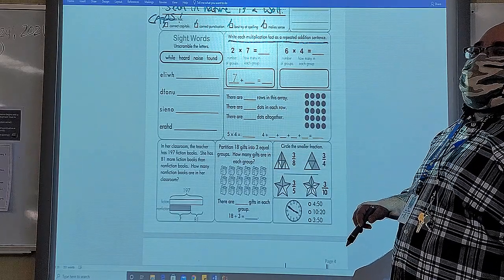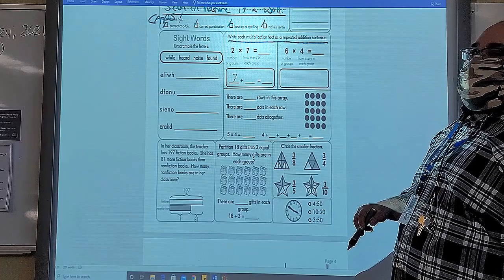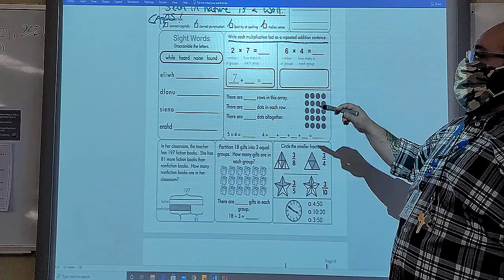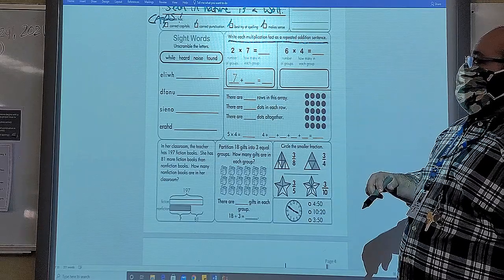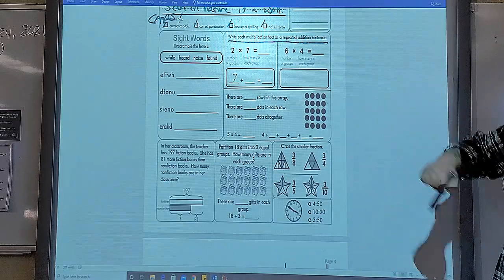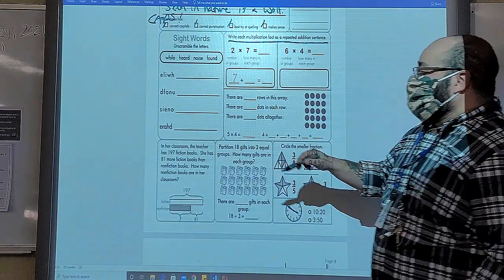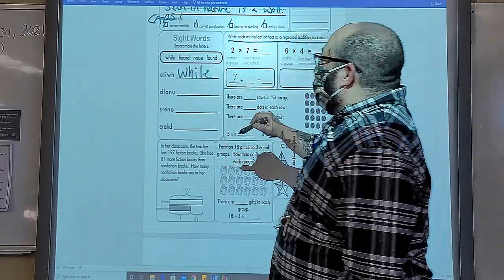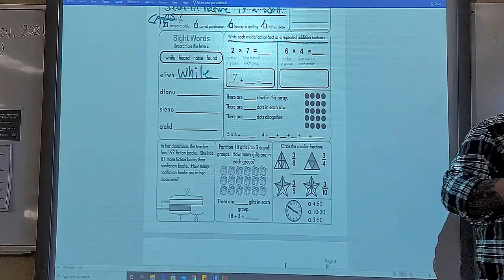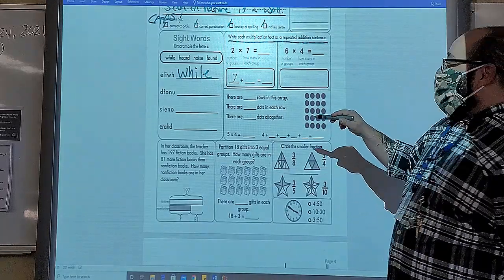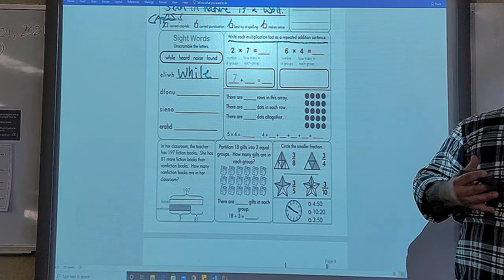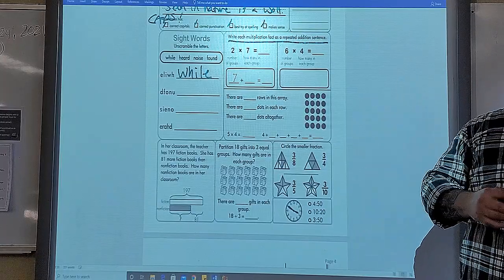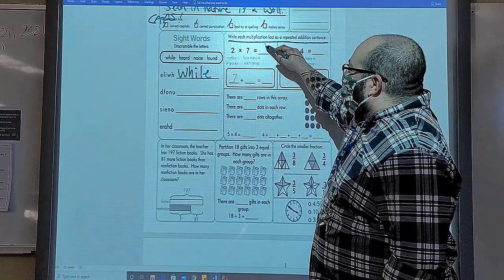Who's going to tell me what this first one is? Sellers. Wow. No, not the words. We're not doing the sight words. He's right about that. Oh, 14. He's right about this one. I'd love to go through all of those, but we actually are running a little bit low. We're not doing both those. We're still on the first part. Sellers, focus. He's right. 2 times 7 is 14.